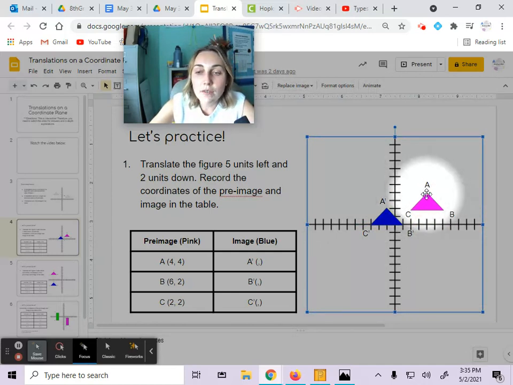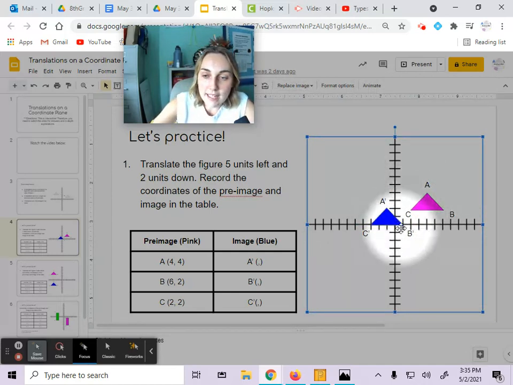All right, so if we look at our first vertex, it's vertex A. That is on the coordinate plane. I know this is going to be kind of hard to see, but it's going to be at 1, 2, 3, 4. Okay, so it's at 4, 1, 2, 3, 4. Okay, so its ordered pair is going to be (4, 4), and I already labeled it here.